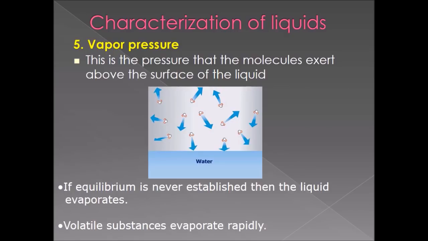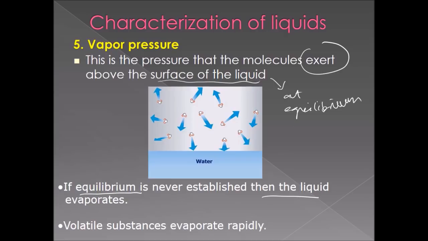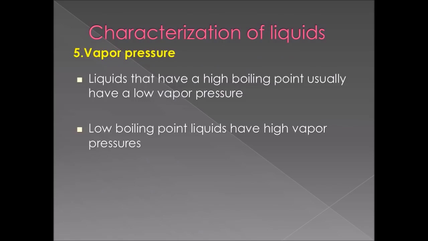Vapor pressure is the pressure that the molecules exert above the surface of the liquid at equilibrium. If no equilibrium is achieved, then the liquid will eventually evaporate and dry off. For example, any volatile substance can evaporate rapidly. Usually liquids that have a high boiling point will have a low vapor pressure, and a liquid with a low boiling point will give rise to a high vapor pressure.